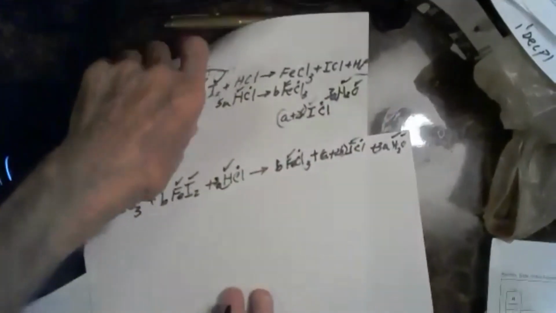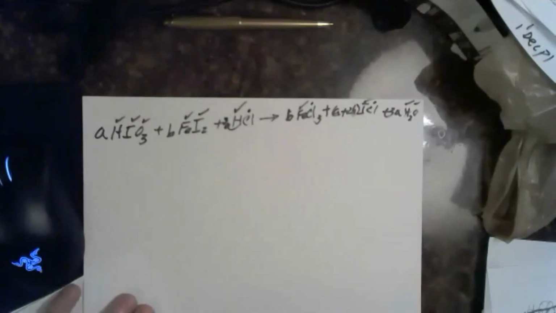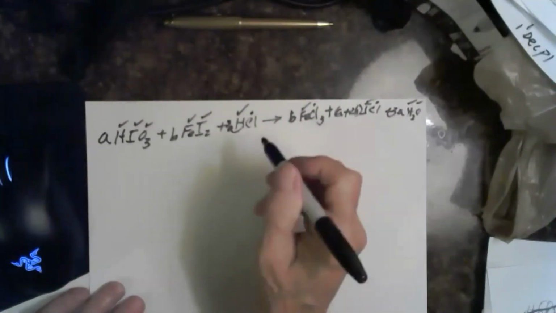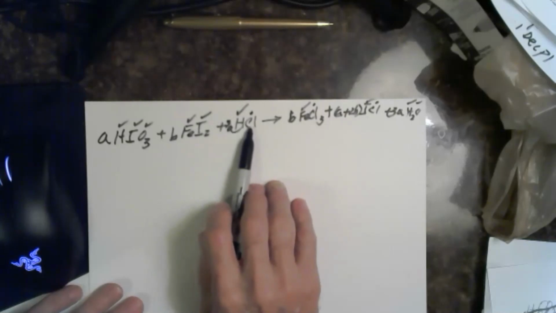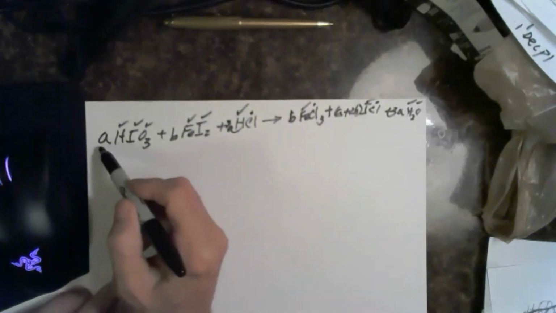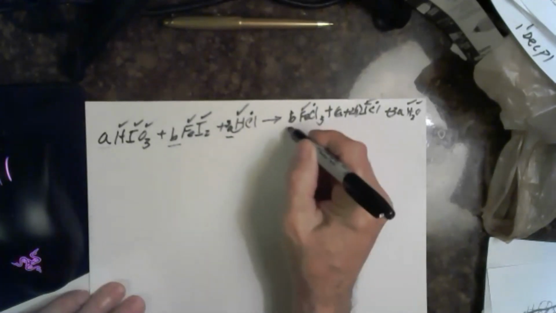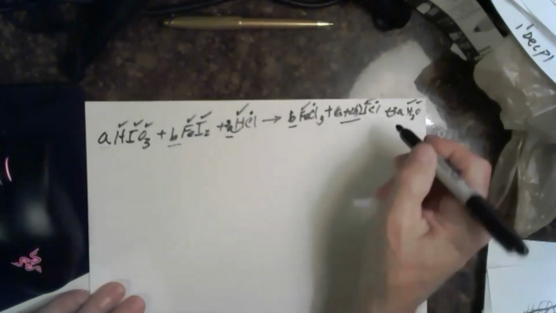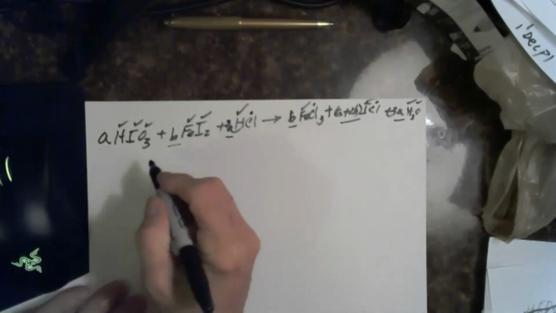Okay, now, so that's what we've got. The only thing I see that's still dotted and not checked is chlorine. But look, I've got a coefficient here, here, here, here, here, and here. The equation is balanced. I've just got to make chlorine balance.